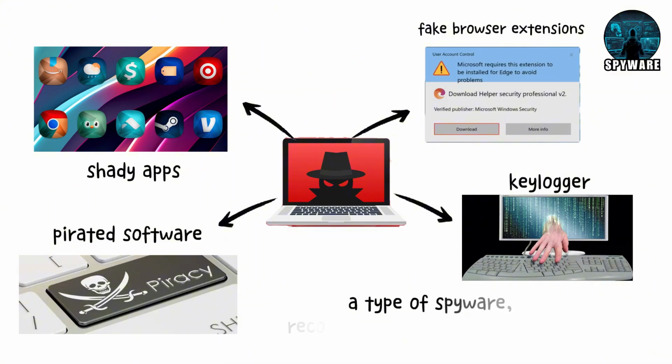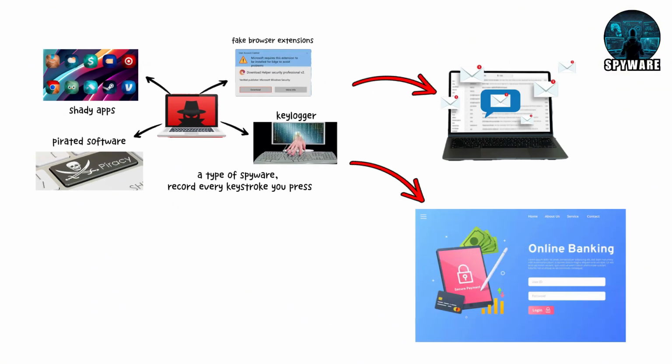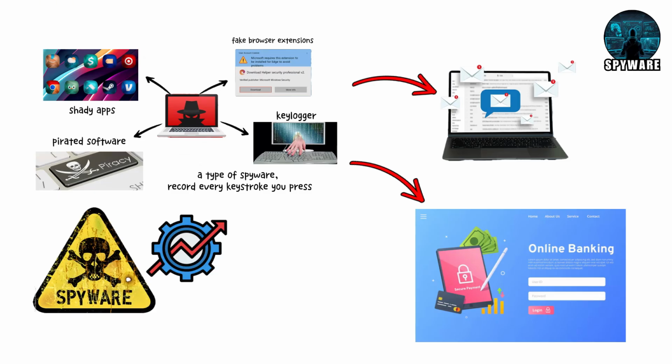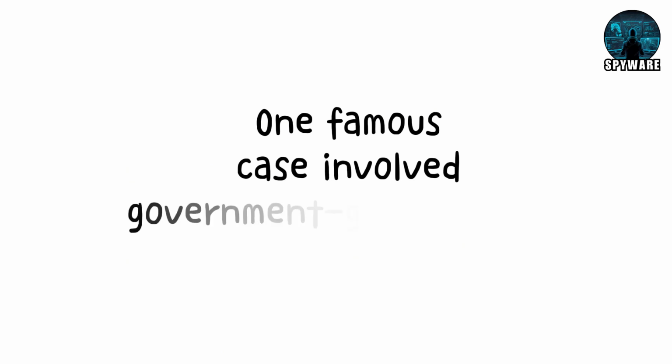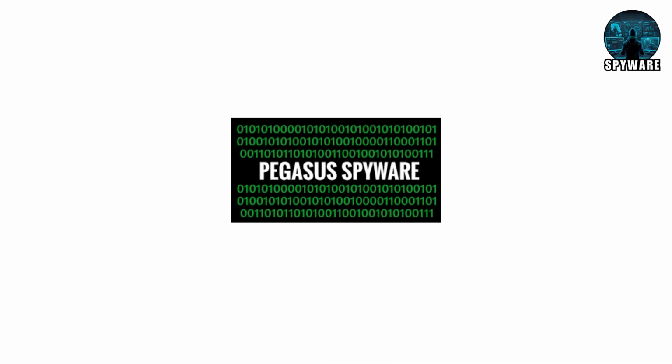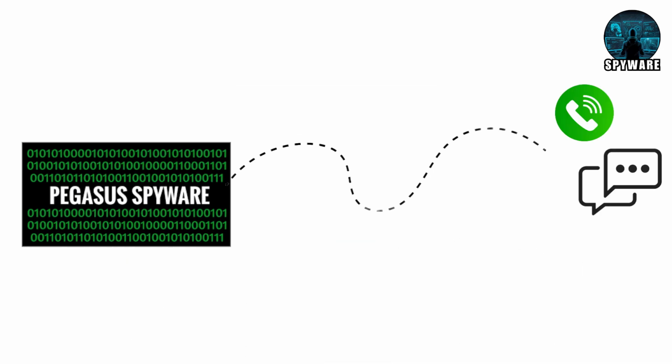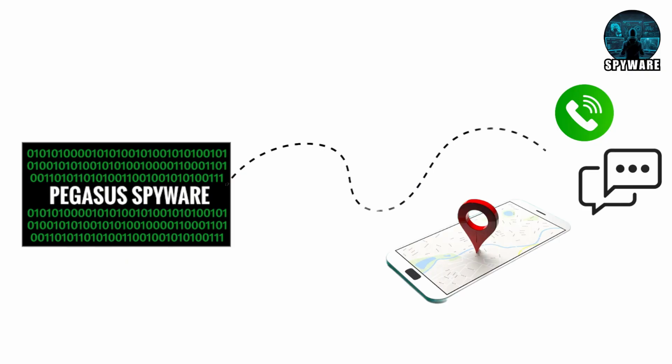Keyloggers, a type of spyware, record every keystroke you press, from emails to banking logins. Some spyware is so advanced it can even take screenshots of your desktop. One famous case involved government-grade spyware called Pegasus, which could track calls, texts, and even location data from smartphones.